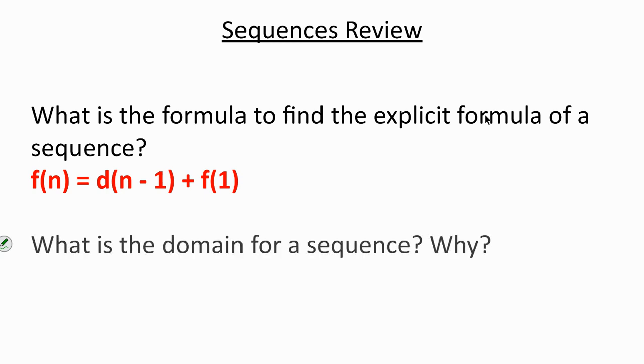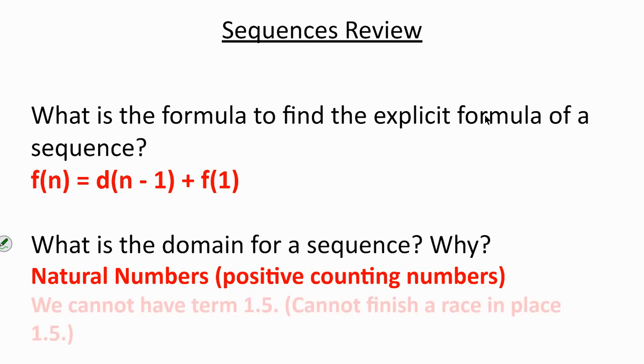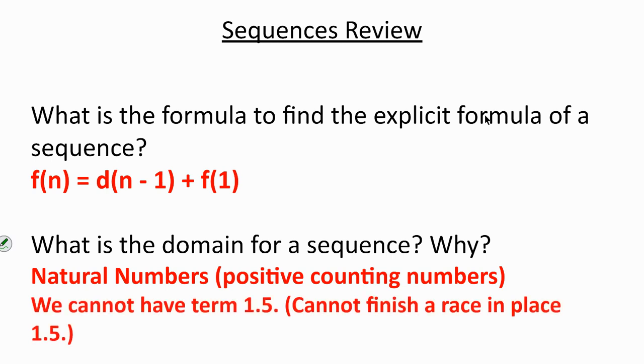And lastly, what is the domain for a sequence and why? Remember, domain represents the input. So what numbers are we plugging into our formula? Well, the numbers we're plugging in are natural numbers. Those are the positive counting numbers. The reason why we do that is we can't have a term 1.5. It just sounds weird. So I can't have picture 1.5, something like that. It's just odd. So the way I always remember it is you can't finish a race and place 1.5.